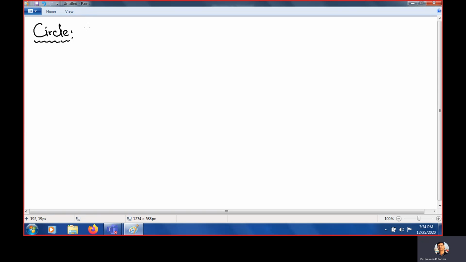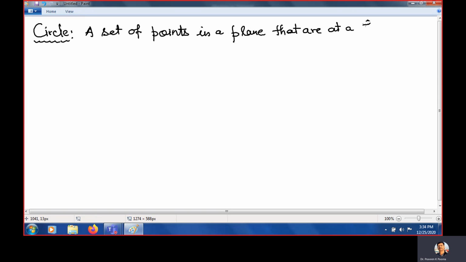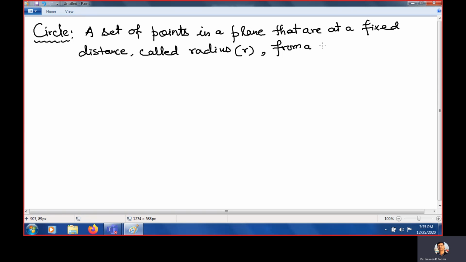What is a circle? A circle is basically a set of points in a plane that are at a fixed distance, clear, and that fixed distance is called the radius, and the radius is denoted by r, from a fixed point.